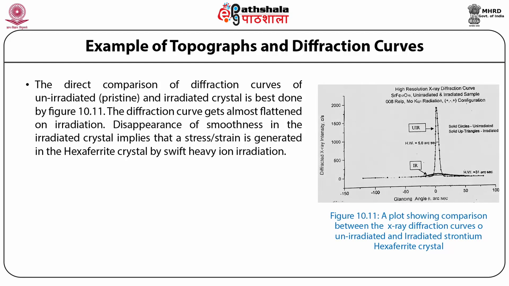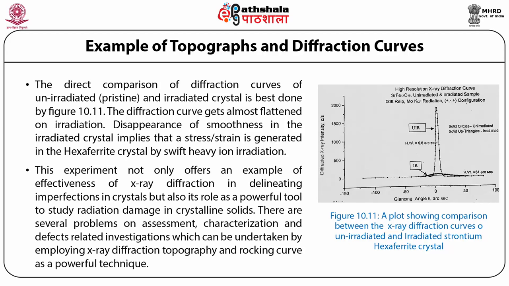Disappearance of smoothness in the irradiated crystal implies that a stress/strain is generated in the hexaferrite crystal by swift heavy ion irradiation. This experiment not only offers an example of effectiveness of X-ray diffraction in delineating imperfections in crystals, but also its role as a powerful tool to study radiation damage in crystalline solids.